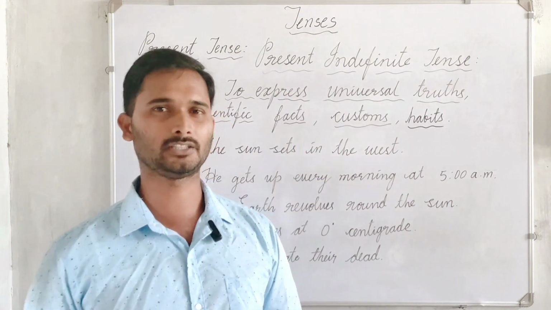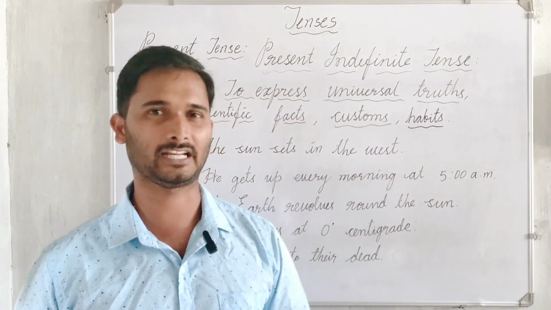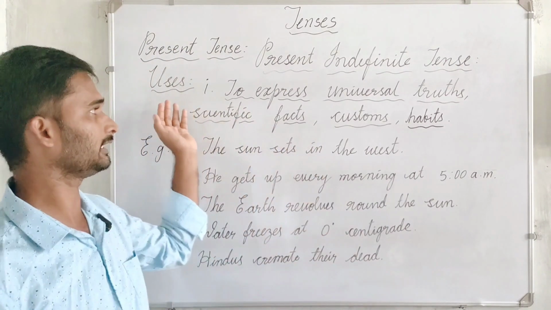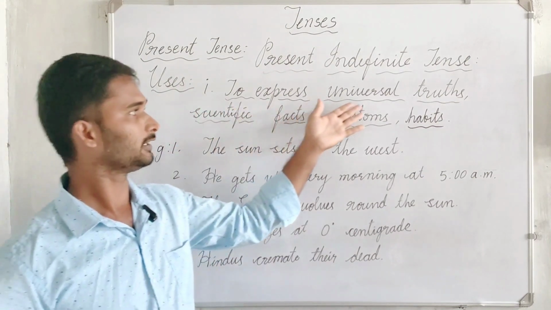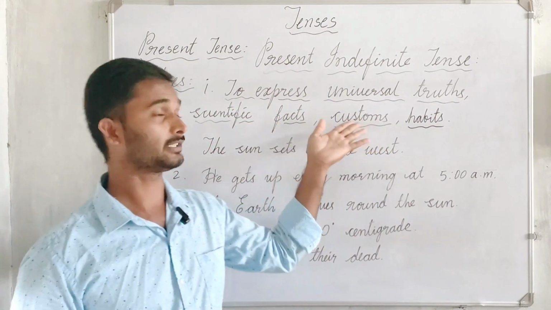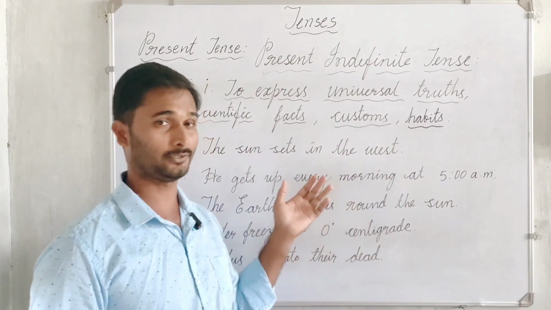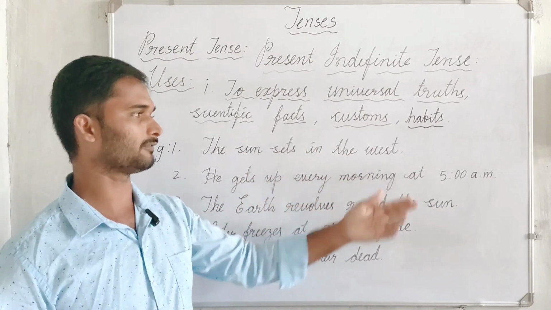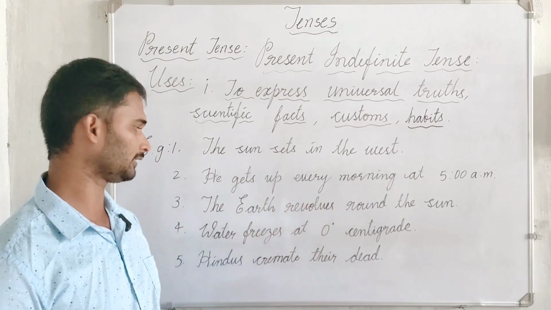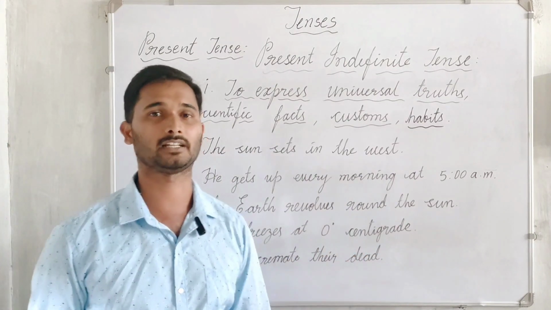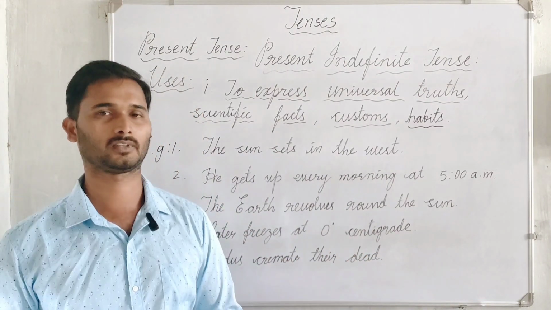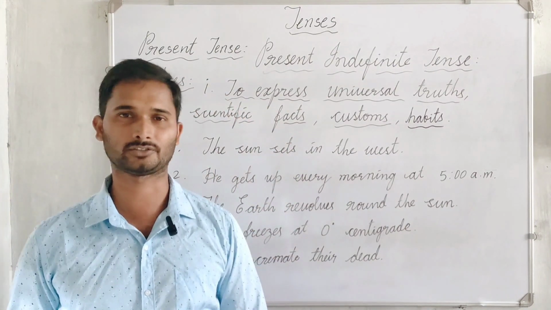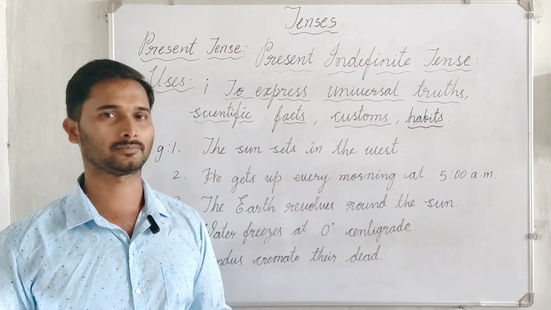In this video, we are going to learn some of the uses of the present indefinite tense step by step with some examples. Here is the first use of present indefinite tense. It expresses universal truths, scientific facts, customs, or habits. Here we have a few examples. The sun sets in the west. He gets up every morning at 5 a.m. The earth revolves round the sun. Water freezes at 0 centigrade. Hindus cremate their dead. These all are examples of the first use, which expresses universal truths, scientific facts, customs and habits.